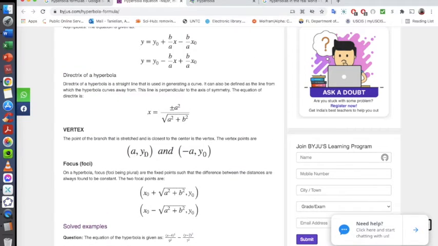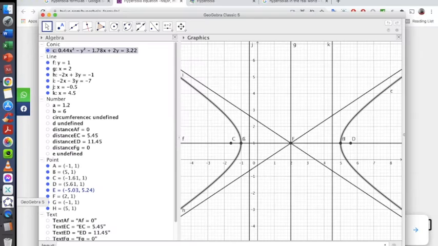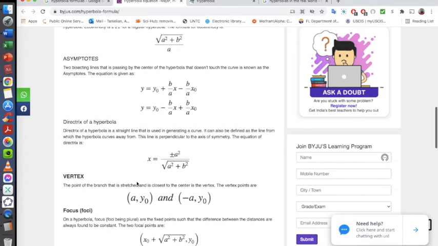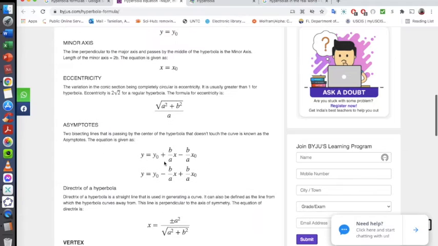Vertex, (x naught plus a, y naught), (x naught minus a, y naught). Let's have a look back here. That's a distance a from the center point here. So it's 2 minus 3, which is negative 1, and then 2 plus 3, which is 5. So that checks out. Now let's look at our asymptotes.